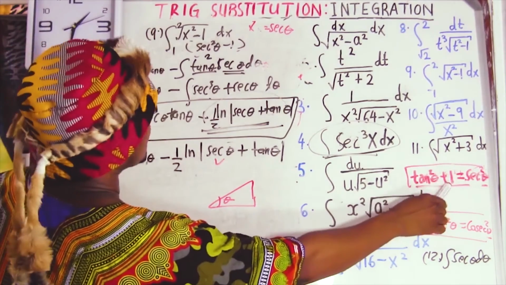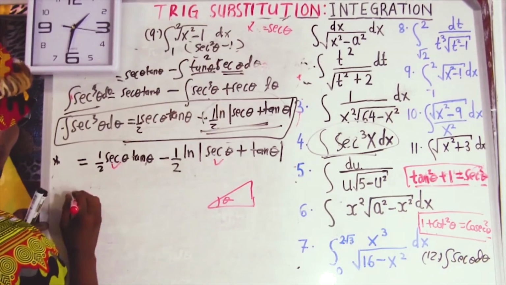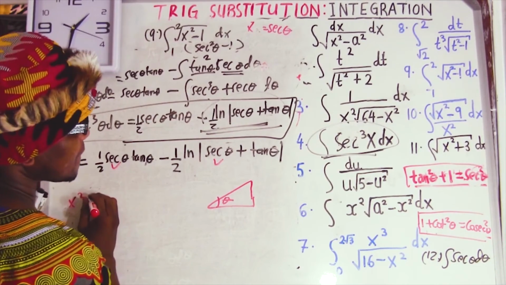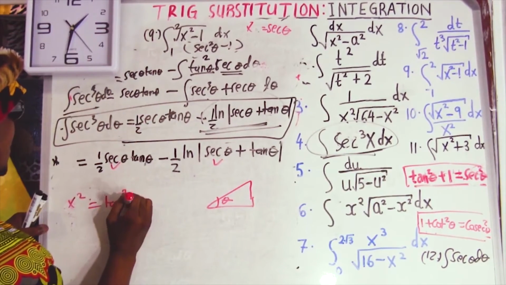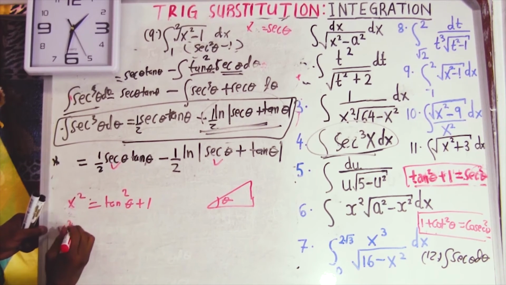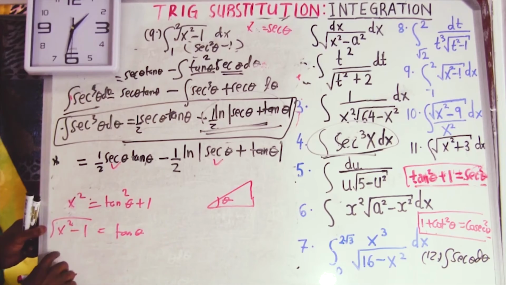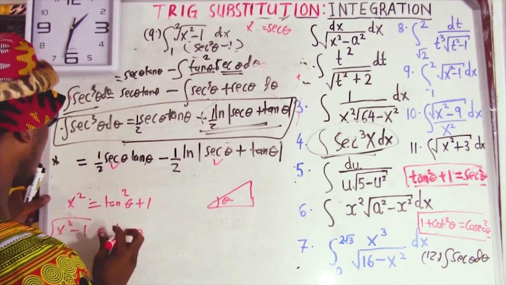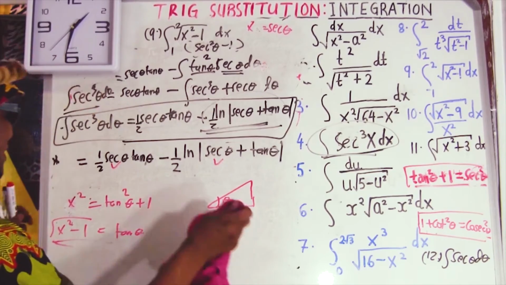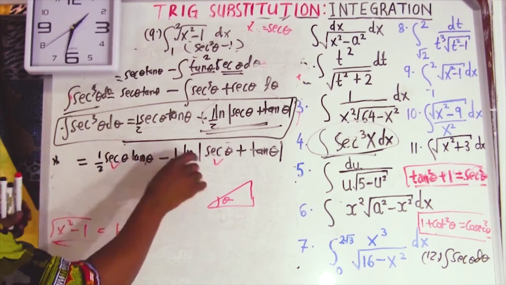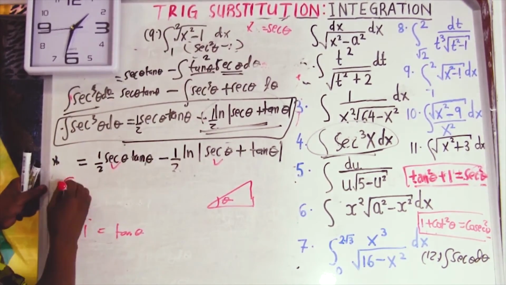I can substitute here. Sec square, what is sec square? Means x square, equal to tan square plus 1. Come over, so it's going to be square root of x square minus 1 equal to tan of theta. So tan of theta equal to square root of x square minus 1. For that case now, I can substitute everything now, because I know my sec, I know my tan. So this is going to become the final answer we're looking for.